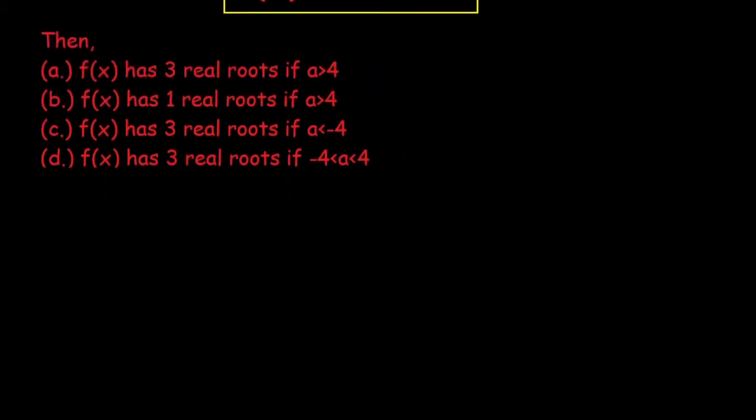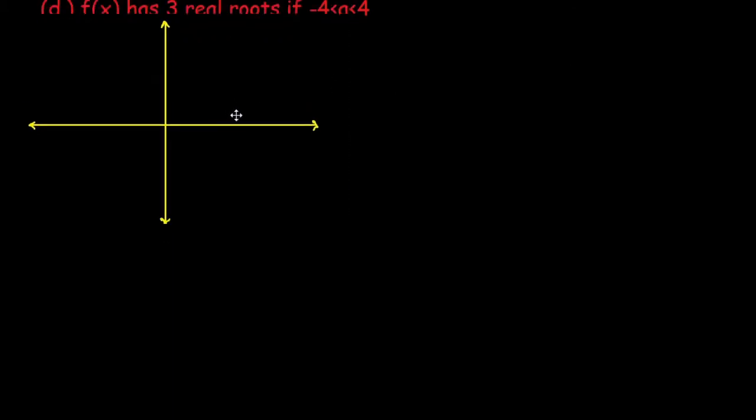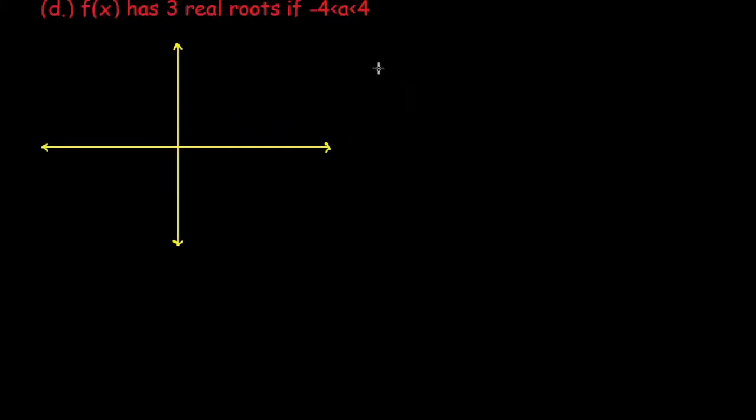Now, to approach this problem by graphs, we must have certain concepts. Let's first look into those concepts. Let's first draw the coordinate system. Here this is the coordinate system, this is the x-axis and this is the y-axis. And suppose that this is the graph of the function y equals f of x, and we know that y equals f of x looks something like this.